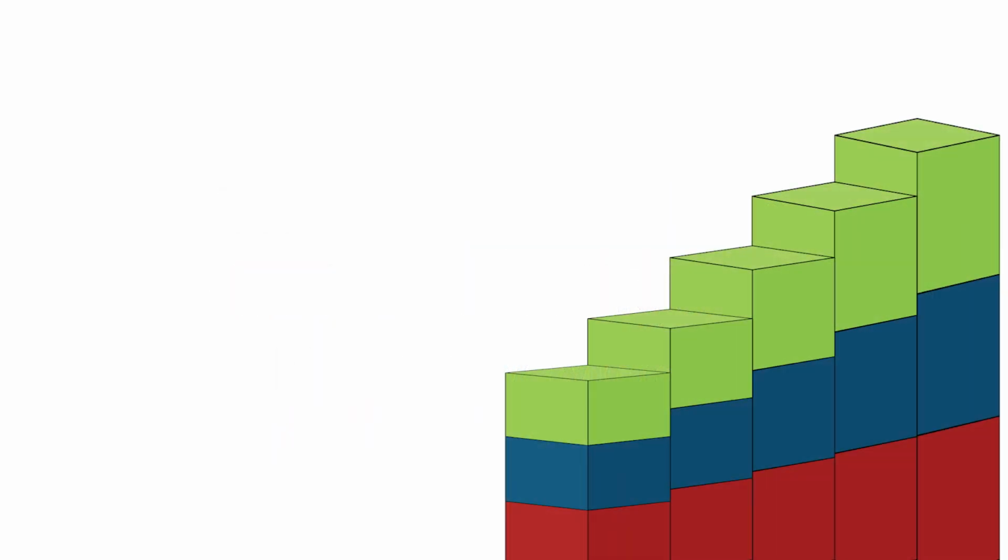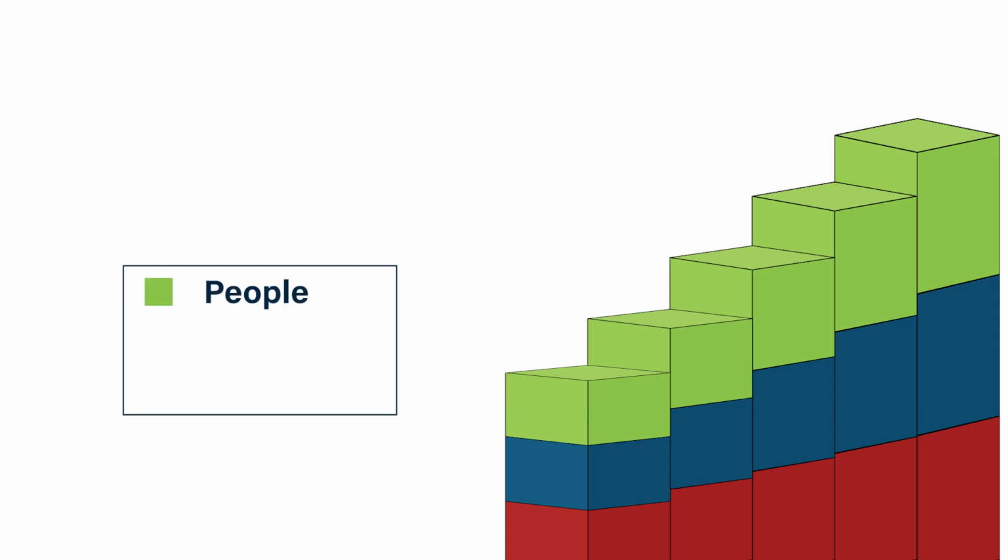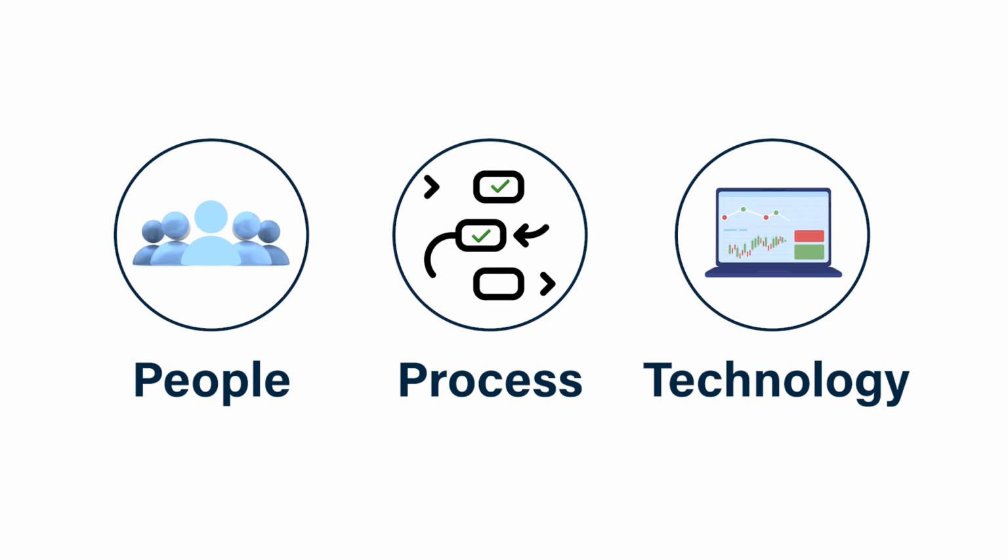Your maturity stage is defined by 3 dimensions. People, the ones involved in the activity. Process, the methods and procedures you follow. And technology, the tools you use to evaluate and control it. Together, these 3 factors, people, process, and technology, determine your organization's current capabilities and reveal opportunities to become more competitive.